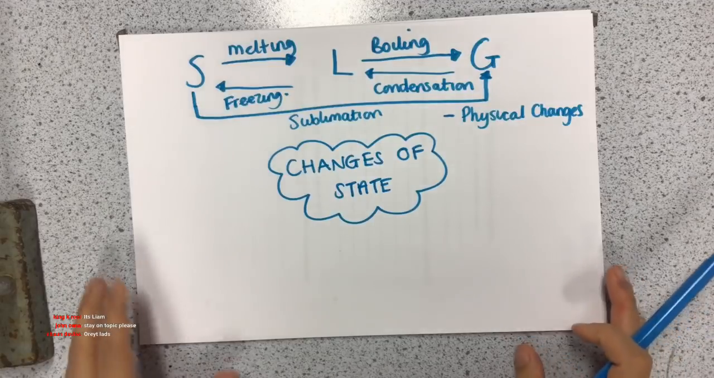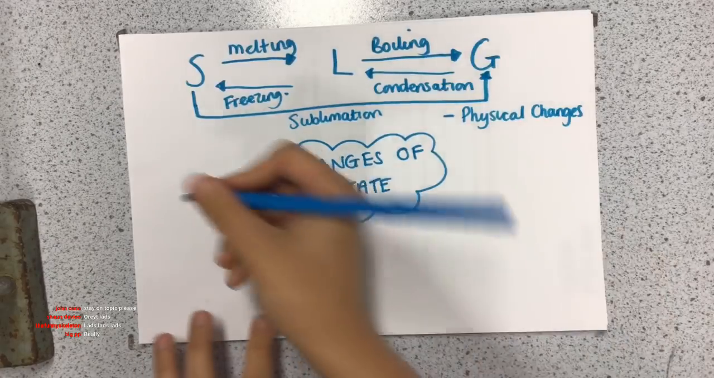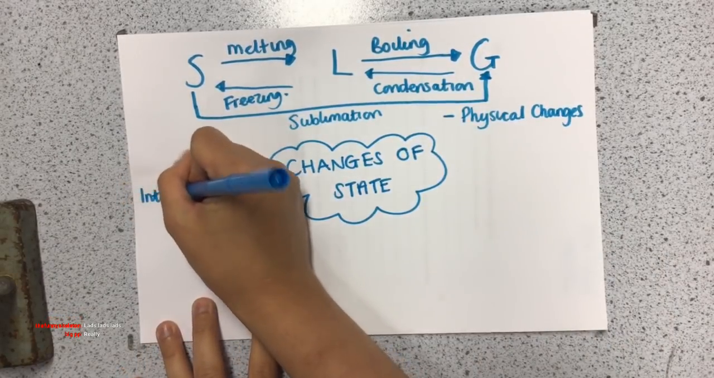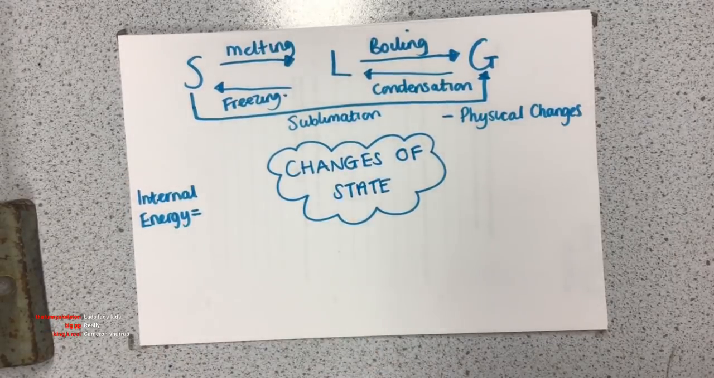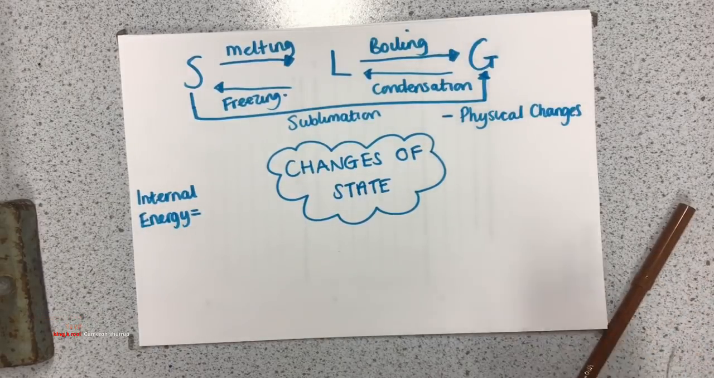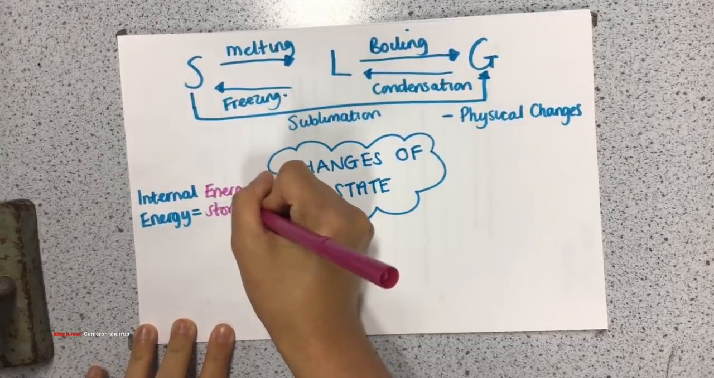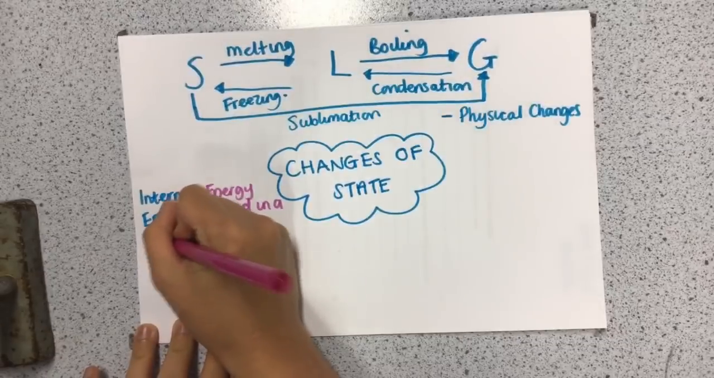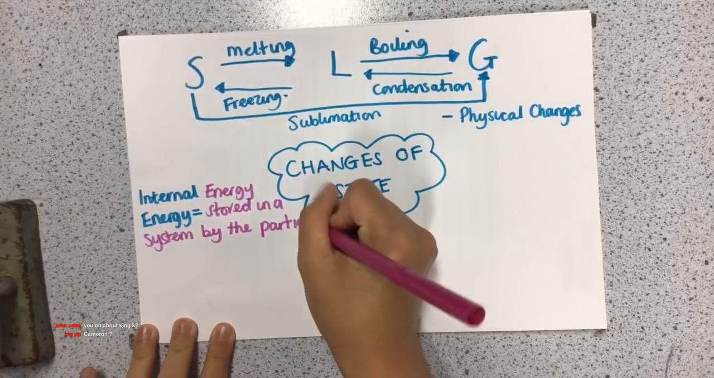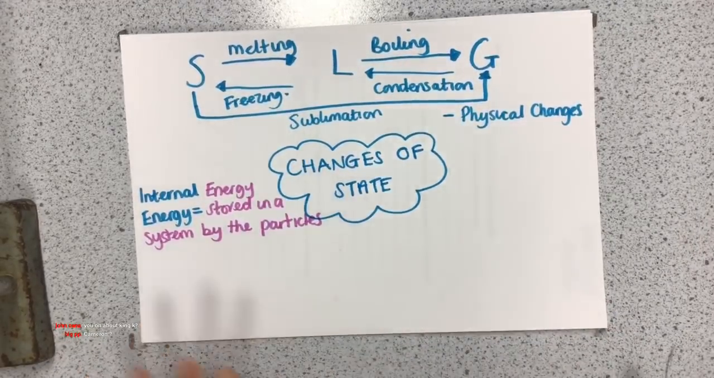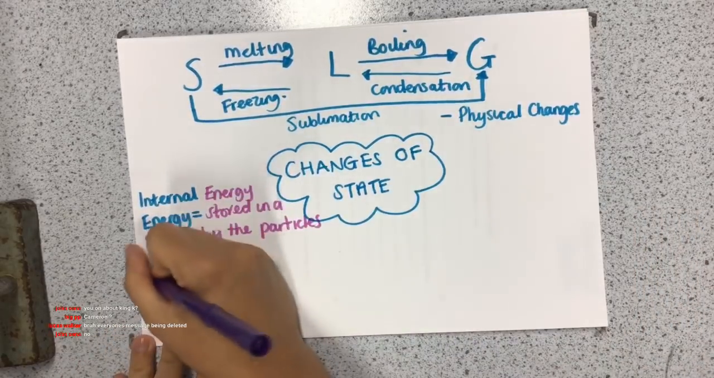Now, in terms of some key definitions before we go on to the heating and cooling curve. So internal energy. It could ask you what this is. So internal energy is the energy stored in a system by the particles. Now, internal energy is made up of two things. So the internal energy is the kinetic energy of the particles plus the potential energy.